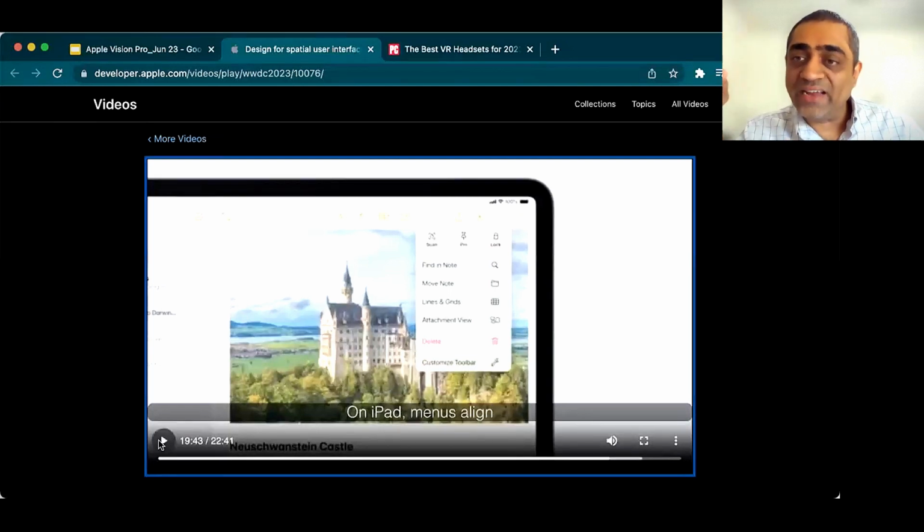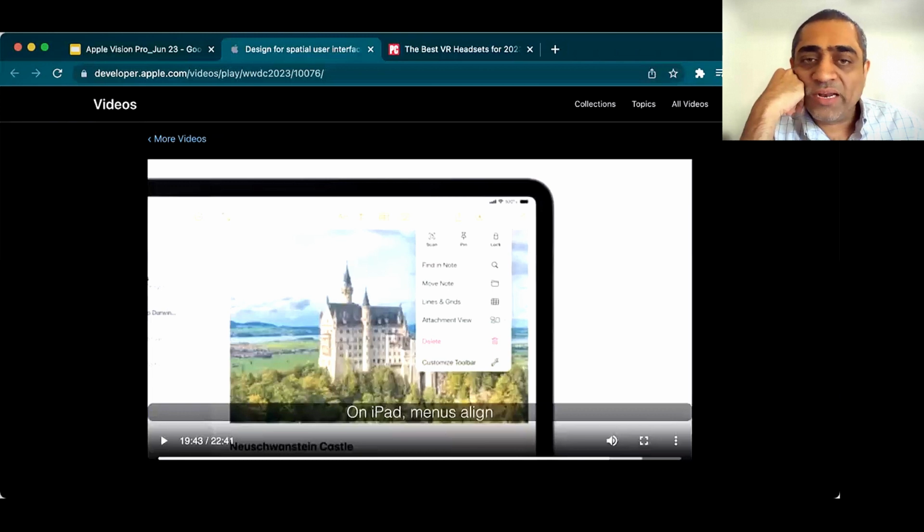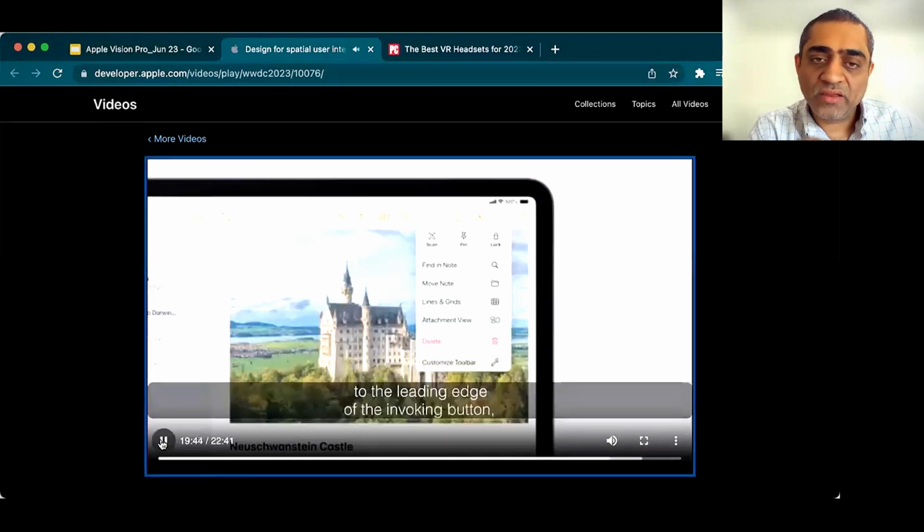So there is the anchoring to the real space, not anchoring to the virtual space. Yeah, go ahead and play this. I think that's fine. We can look at the menus align to the leading edge of the invoking button, and the button dims as the menu opens.